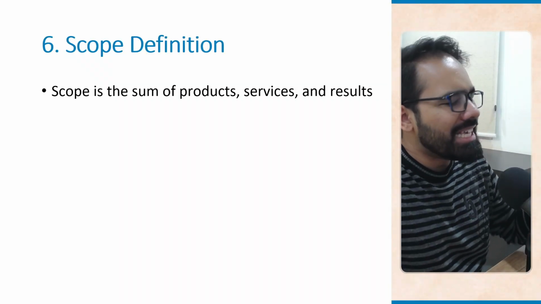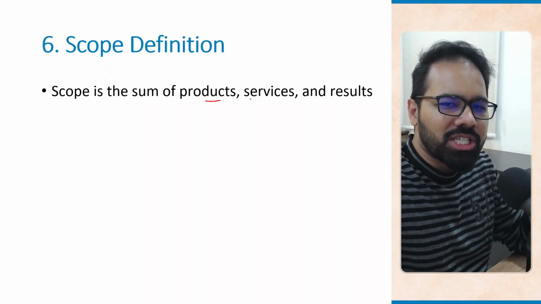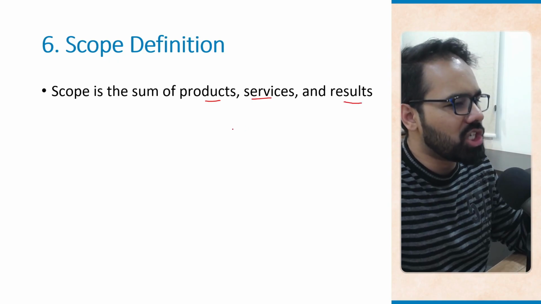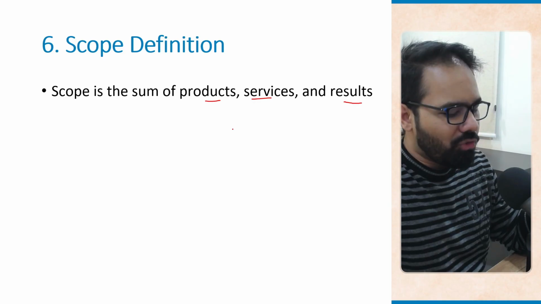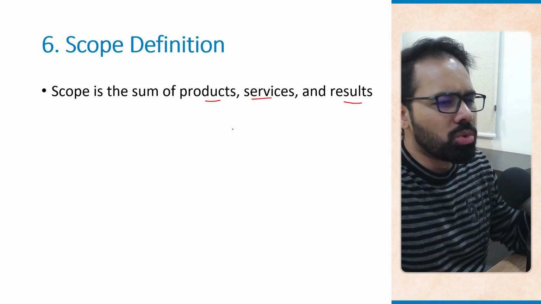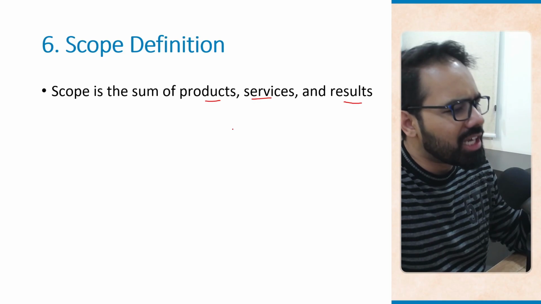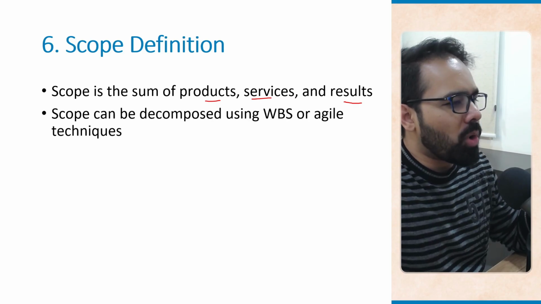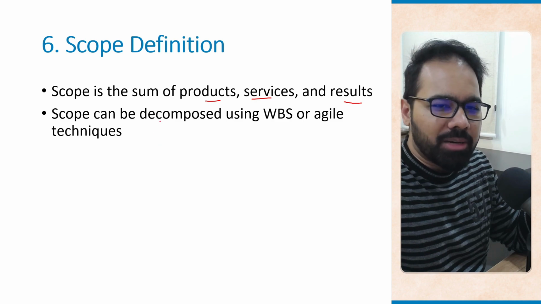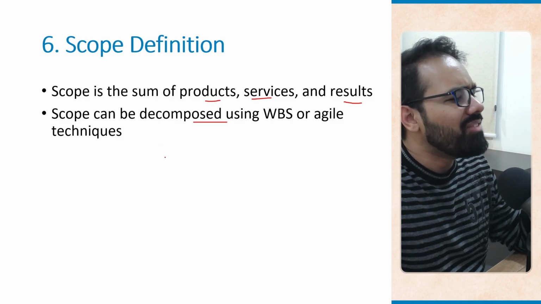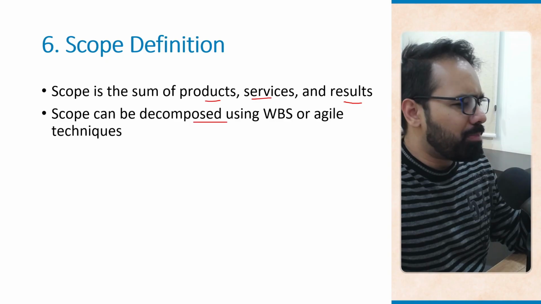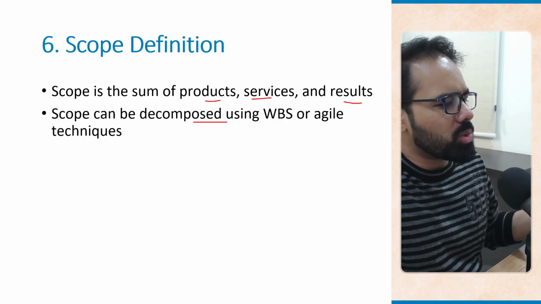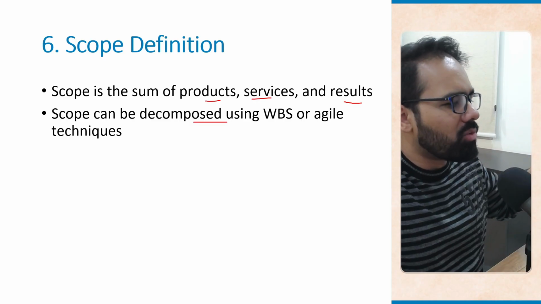So scope is the sum of products, services, and results that your project aims to achieve or deliver. For our e-commerce website, this includes catalog, payments, shipping, integration with inventory, and whatnot. Together, all of these define the scope of the project. Scope can be decomposed using the work breakdown structure or even agile techniques. In a predictive approach like the waterfall model, we might use a work breakdown structure to break scope into smaller work packages.